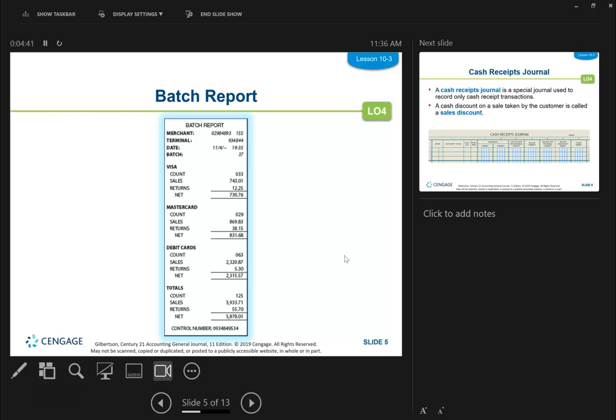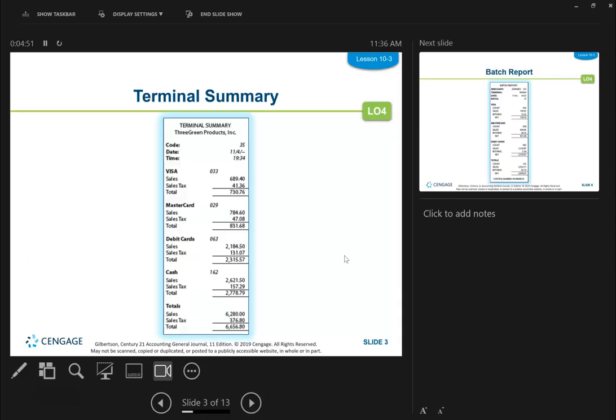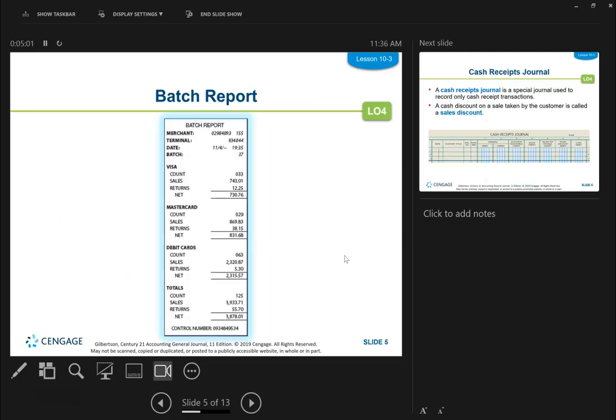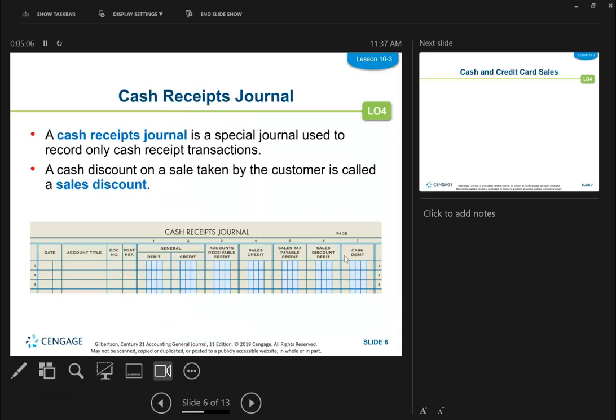So again, the example of a batch report was the same as the terminal summary you were looking at earlier, right? The only difference between this batch report and the terminal summary was that we had cash as a type on the terminal summary, and the batch report omits the cash. All right. So a cash receipts journal is a special journal used to record only cash receipt transactions.